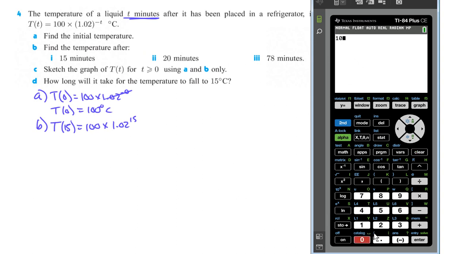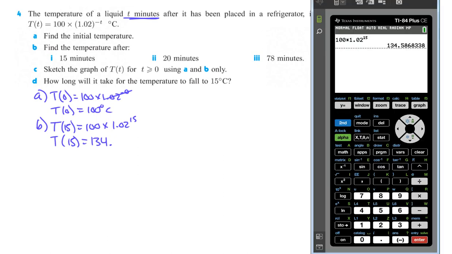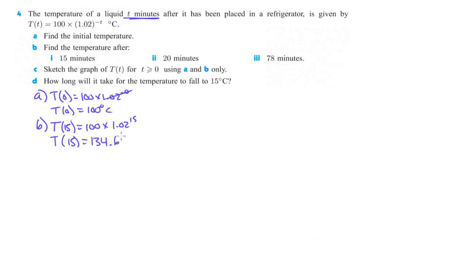We've got 100 times 1.02 to the, and we have the 15th, right? So at 15th, it's going to be 134.6 degrees. So the temperature at 15 minutes is going to be 134.6 degrees Celsius. Although I just realized that's supposed to be negative 15. So scratch that. That's to the negative 15th because I forgot the negative t.